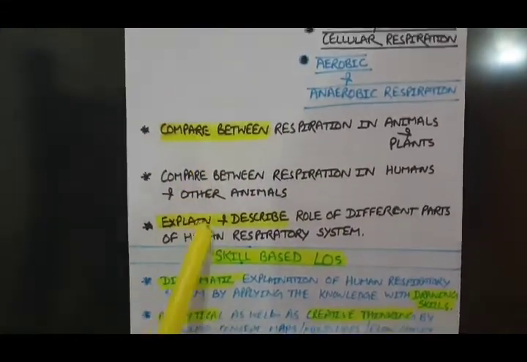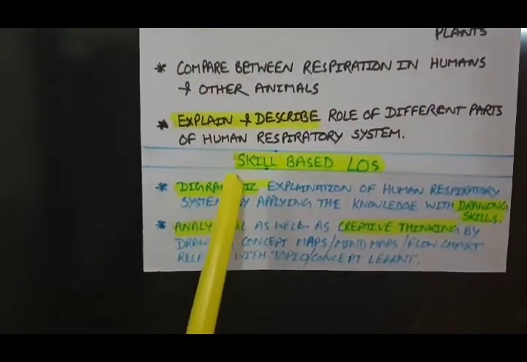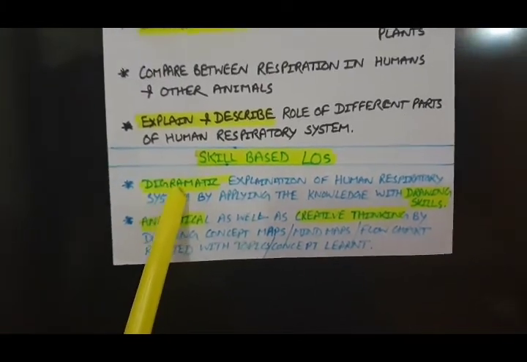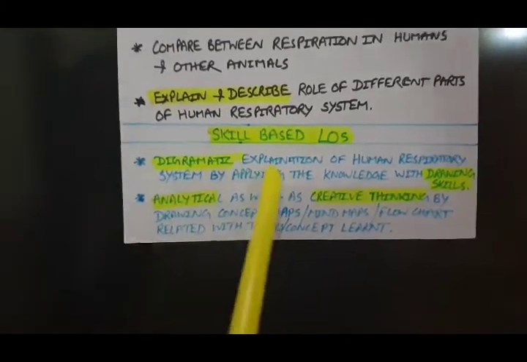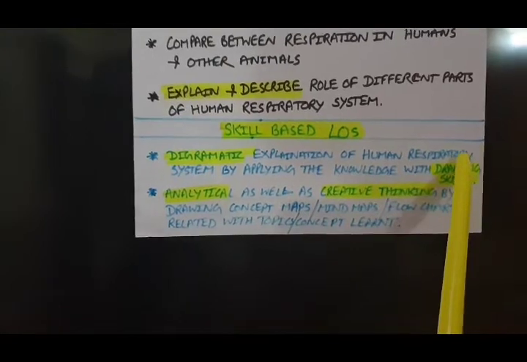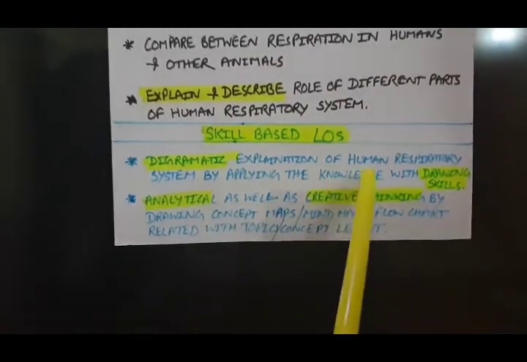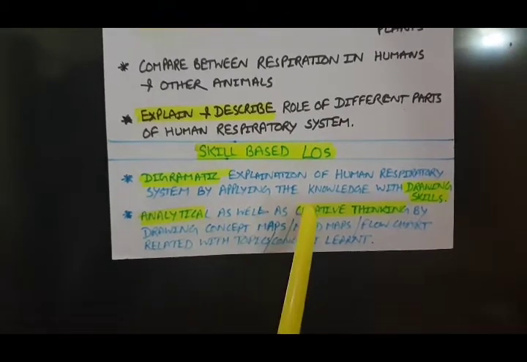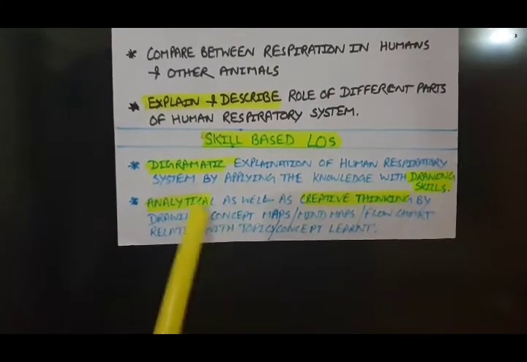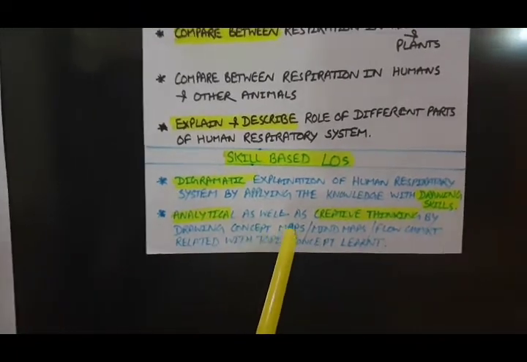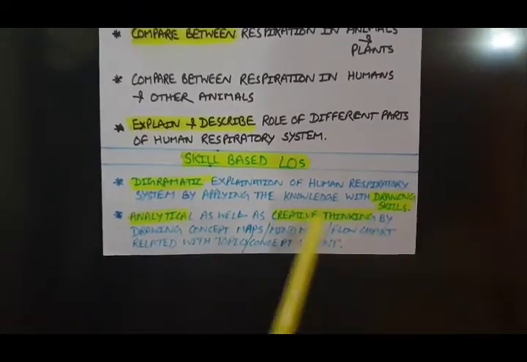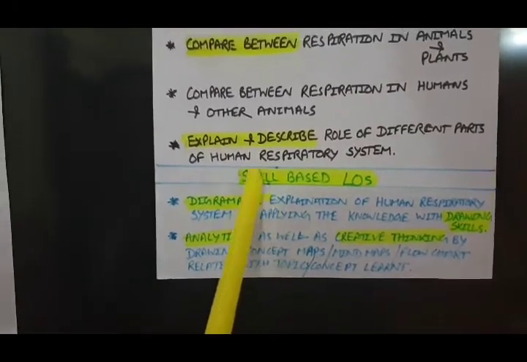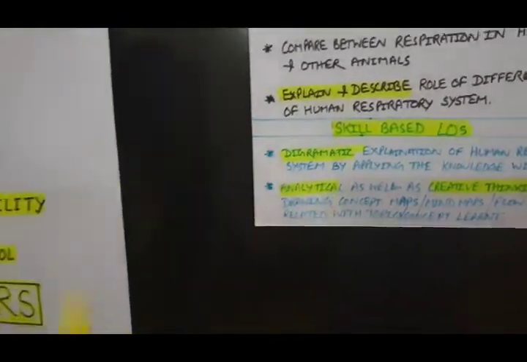Side by side with these knowledge based learning outcomes, the skill based learning outcomes that you will learn after this class: diagrammatic explanation of the human respiratory system by applying the knowledge with drawing skills, and analytical as well as creative thinking skills by drawing concept maps, mind maps, and flowcharts related to the topics or concepts that you will learn during today's class.